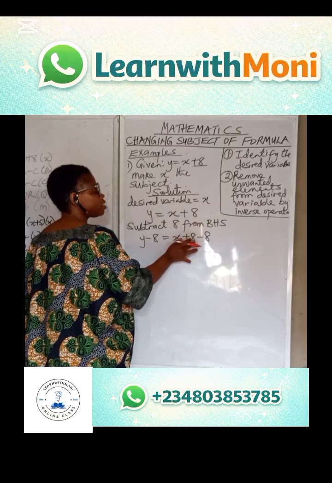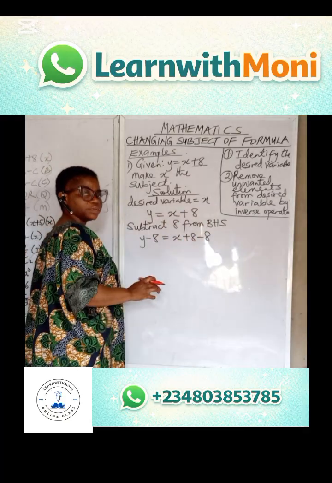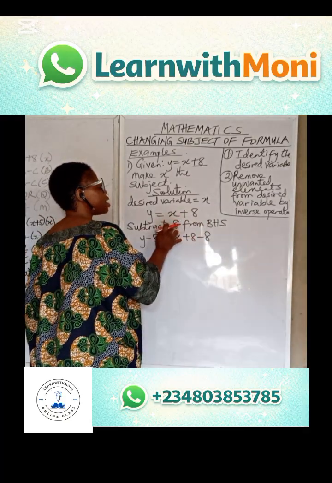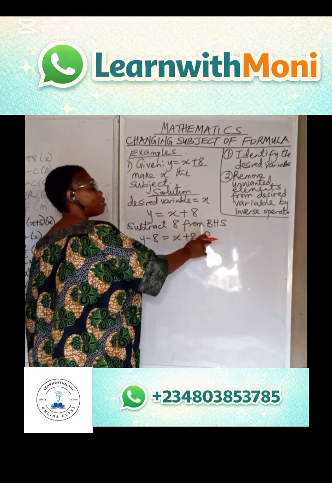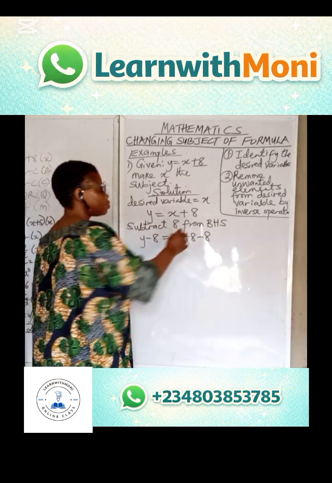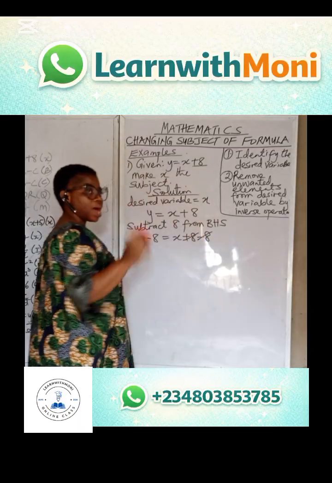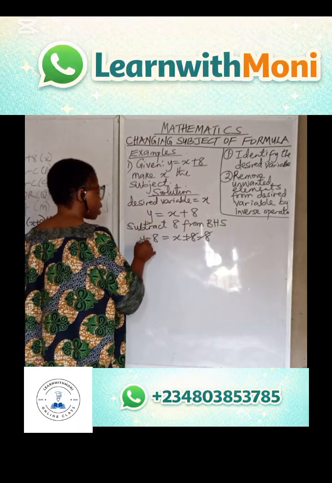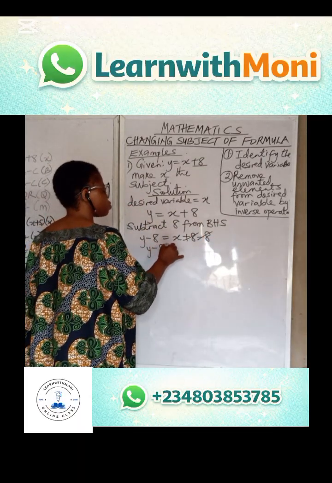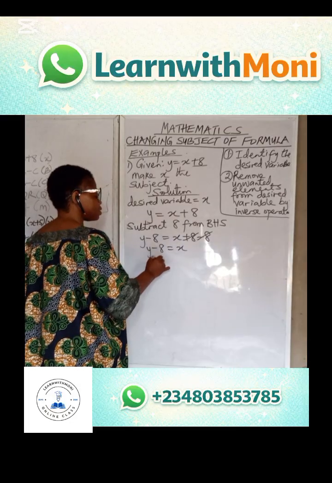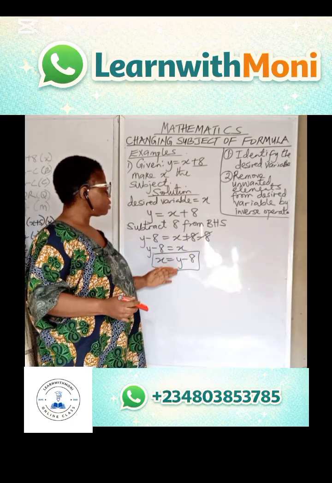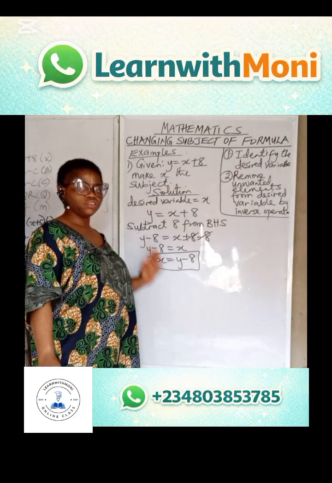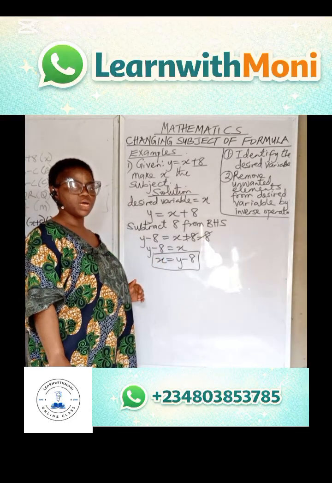minus 8. x plus 8 is what we have originally. Now subtracting 8 from it, I have minus 8. Plus 8 minus 8 is 0. So plus 8 minus 8 are out of the game. We are left with y minus 8 equals to x. This means that x is equals to y minus 8. And by this we have made x the subject of the formula.